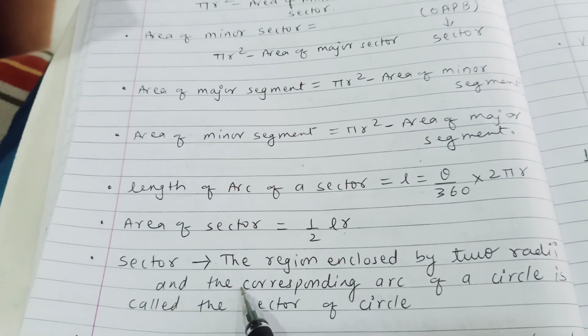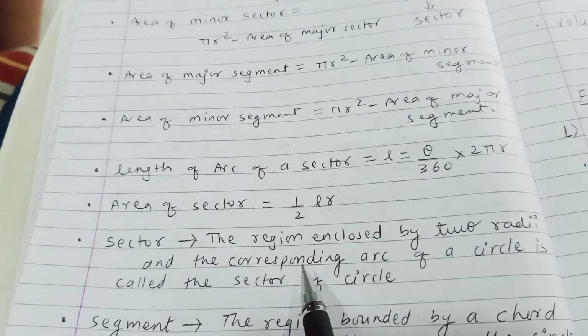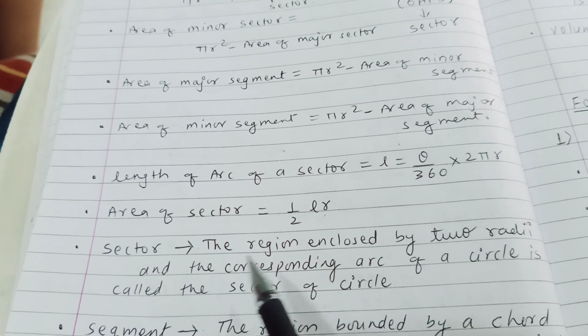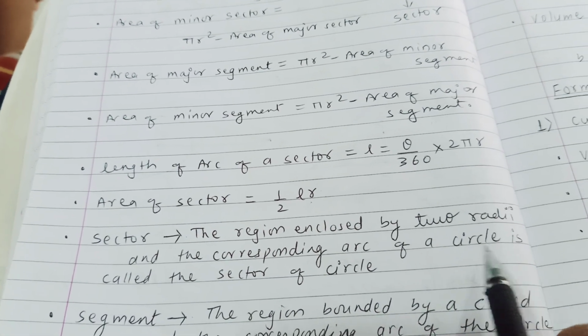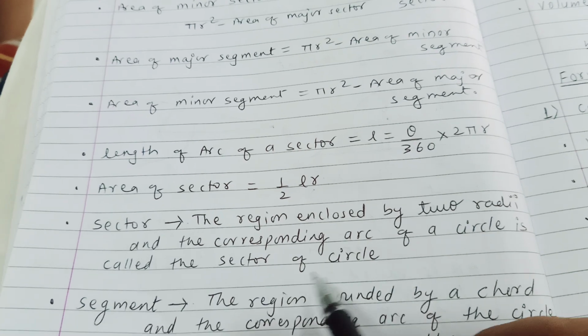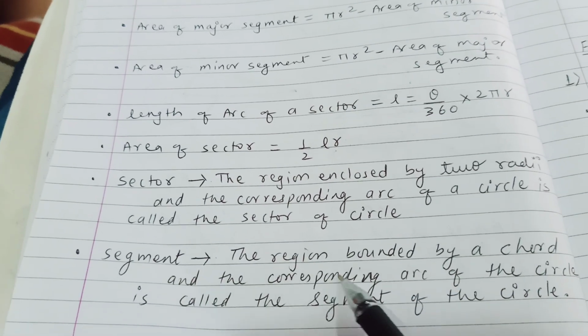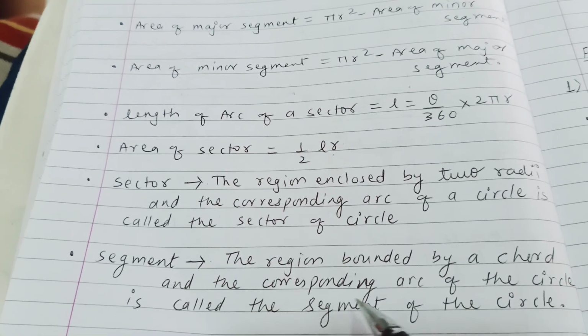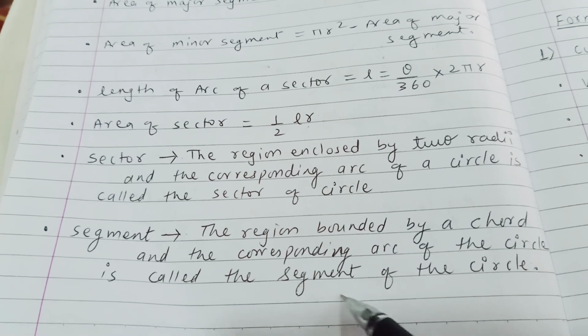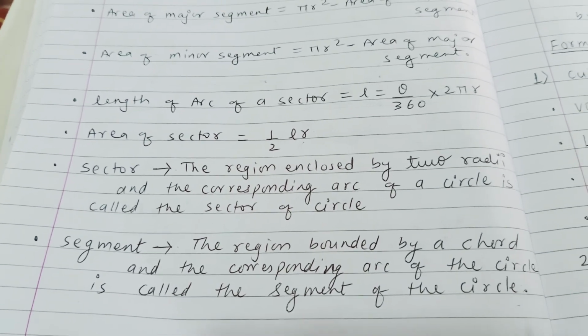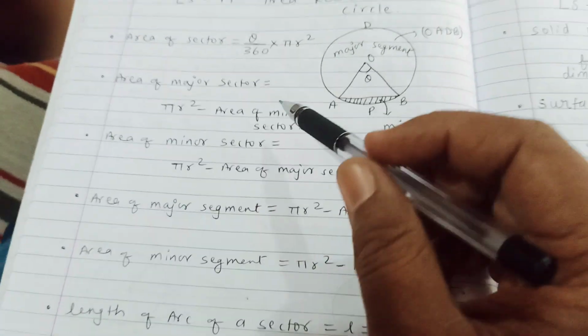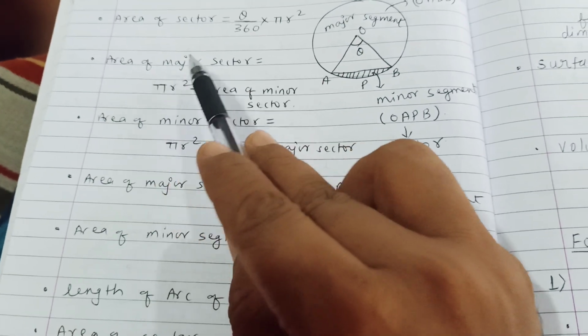And sector is equal to what? Now listen, what is the meaning of a sector? The region enclosed by the two radii and the corresponding arc of a circle is called the sector of a circle. And what is segment? The region bounded by a chord and the corresponding arc of the circle is called the segment of the circle. Clear? Yes.